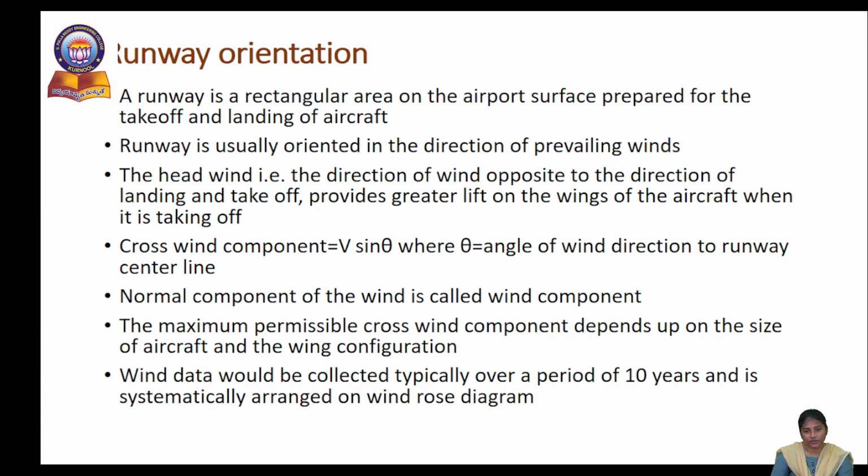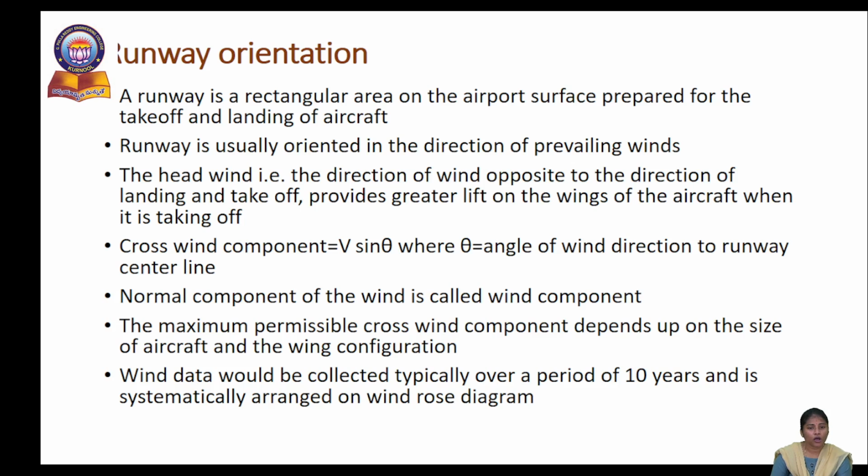For this runway orientation, we use the windrose diagram. A runway is a rectangular area on the airport surface prepared for the takeoff and landing of aircraft. It is generally oriented in the direction opposite to the direction of the wind blowing. The headwind, that is the wind opposite to the direction of landing and takeoff, provides greater lift on the wings of the aircraft when it is taking off.